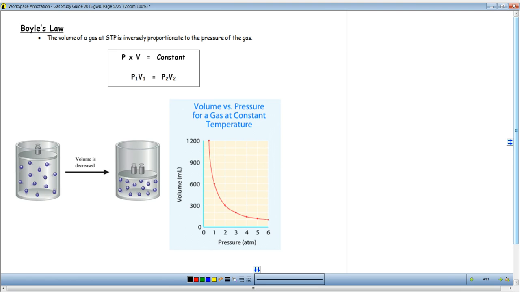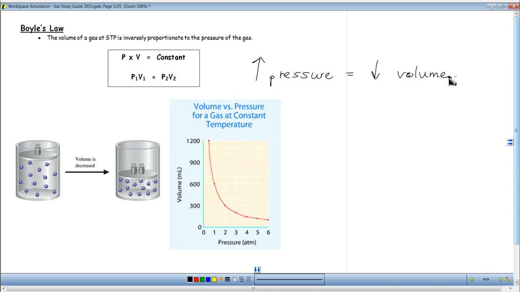You're going to see a lot of this inversely proportionate, or sometimes they'll use the word indirectly proportionate versus directly proportionate. It means this: if I increase the pressure, I will decrease the volume. That's what it means to be inversely proportionate or indirectly proportionate. If one variable goes up, the other variable goes down. If I increase the pressure on a gas, I decrease the volume.